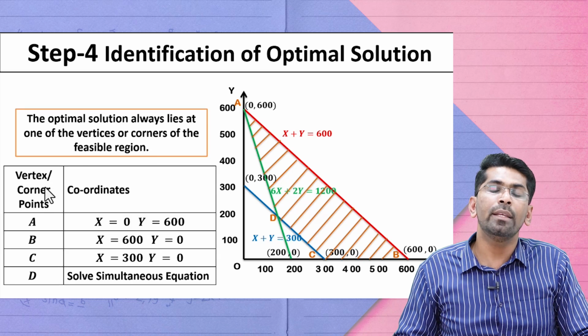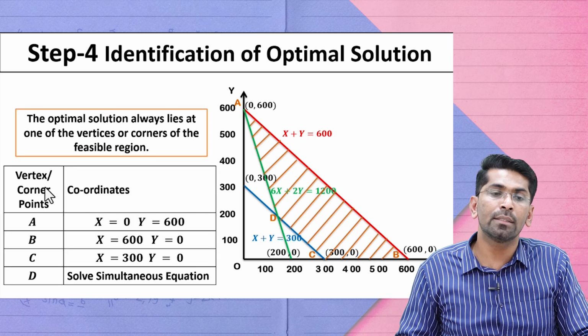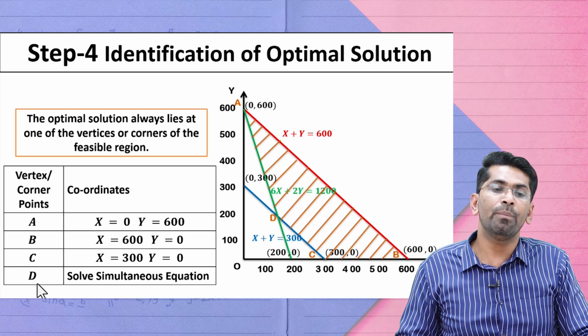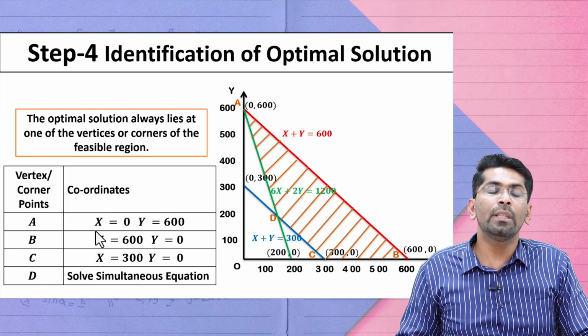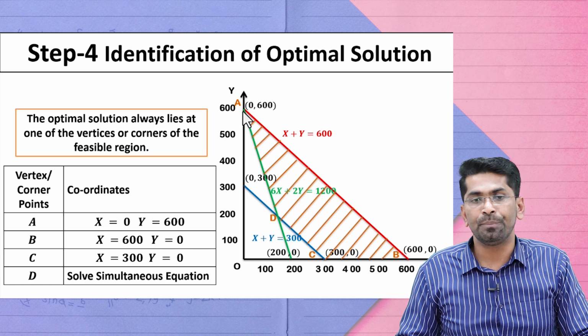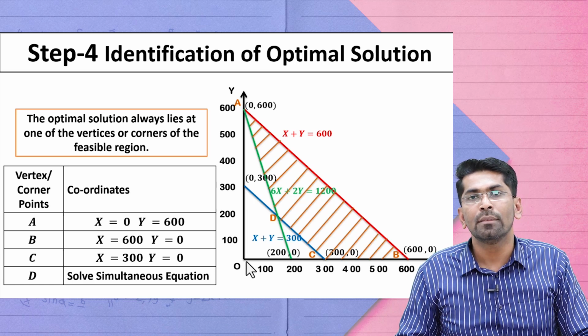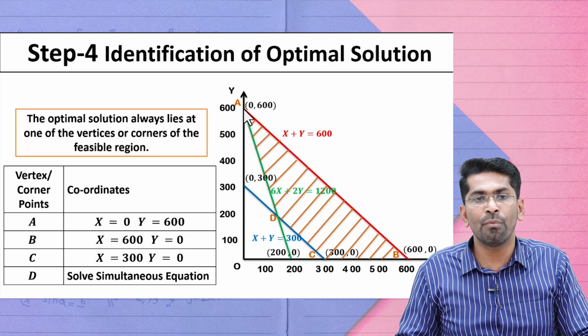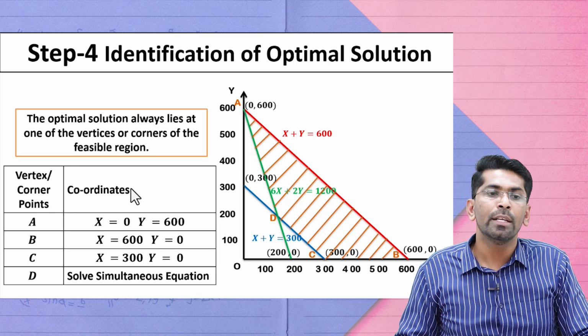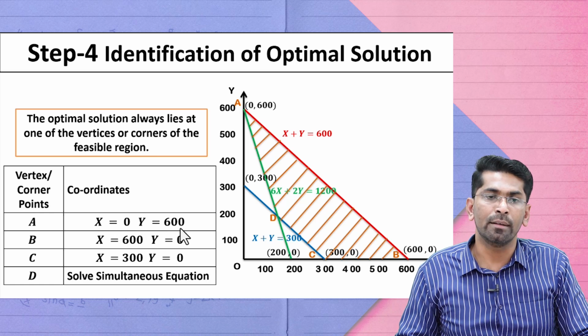So I am going to write these various vertices or corner points, that is A, B, C, D, along with their values. At this particular point A, what is the value of x, which is equal to 0? What is the value of y, which is equal to 600? So I am going to write here at the point A, x is equal to 0 and y is equal to 600.